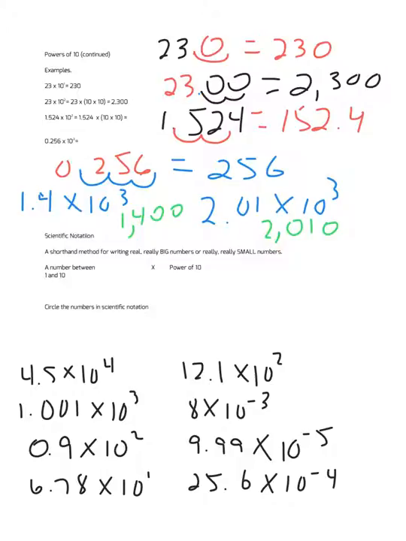Now down below, we're going to do some notes on scientific notation. Scientific notation is a shorthand method for writing really, really big numbers or really, really small numbers.